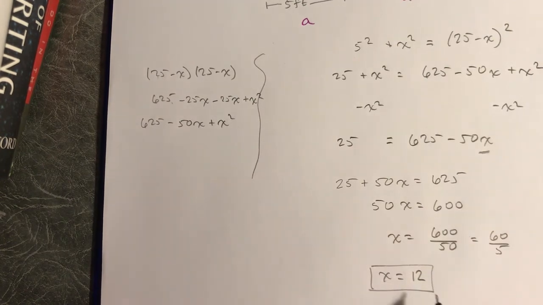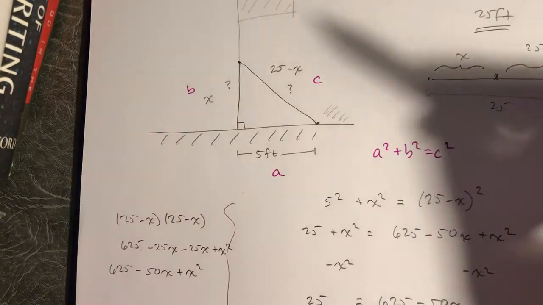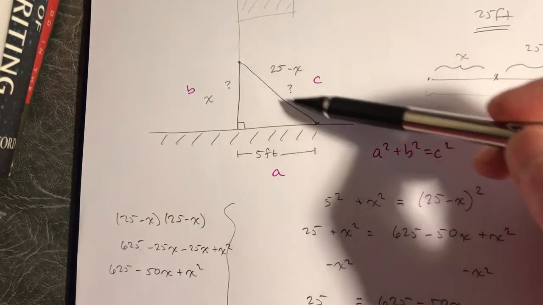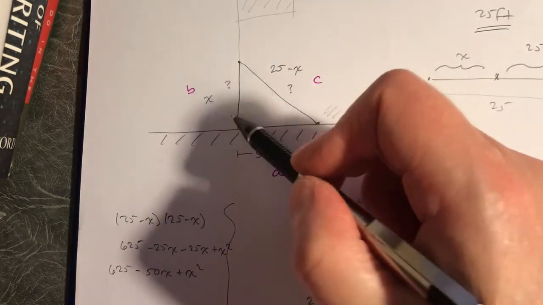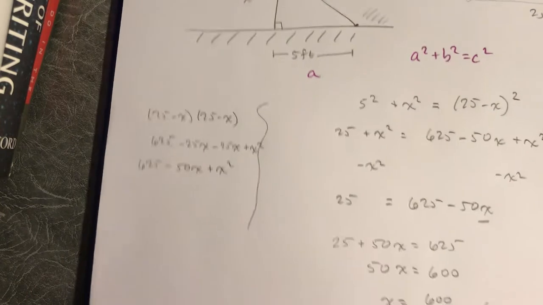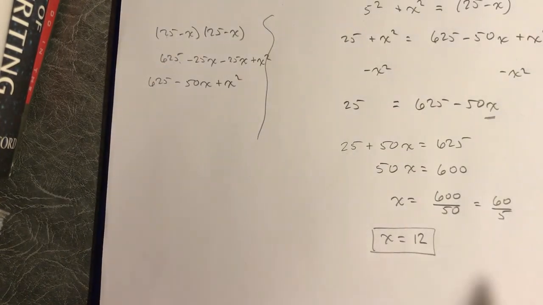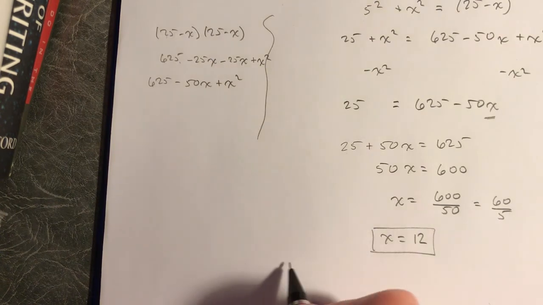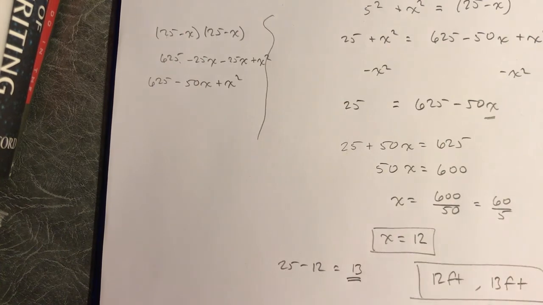Now, I don't stop there. I have to go back to the original question and say, what was it I wanted to know? And the question was, I wanted to know the lengths of both pieces of this flagpole. So I know that one piece, that's my x, is 12 feet, and the other piece is 25 subtract 12, which is 13. So one piece is 12 feet and the other piece is 13 feet. I'm done. The end.